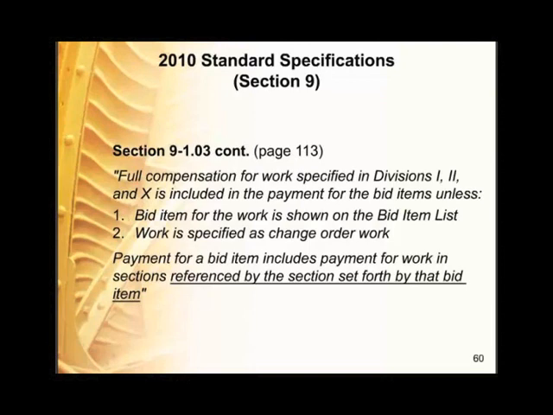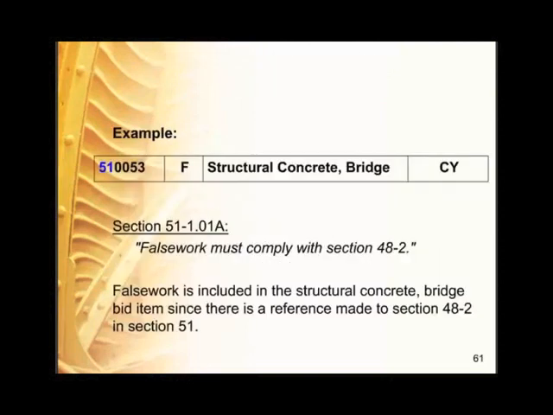So if we look at structural concrete bridge again, the bid item number is 510053. It sets forth section 51. And in section 51, it says false work must comply with section 48-2. In the 2010 standard specifications, we moved all the temporary structure requirements to section 48. So in section 51, we just reference 48, and all the requirements in 48 for false work are included in the bid item price for structural concrete bridge.